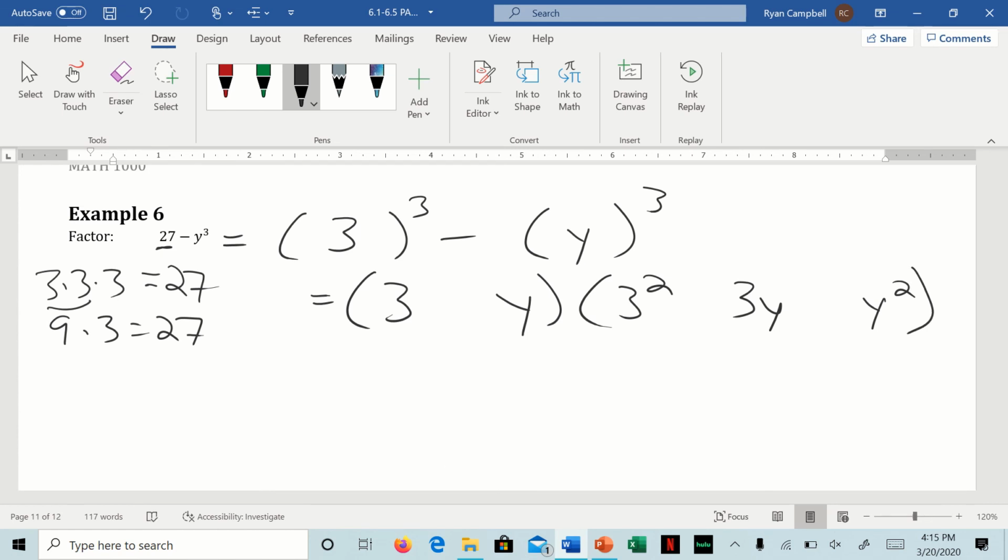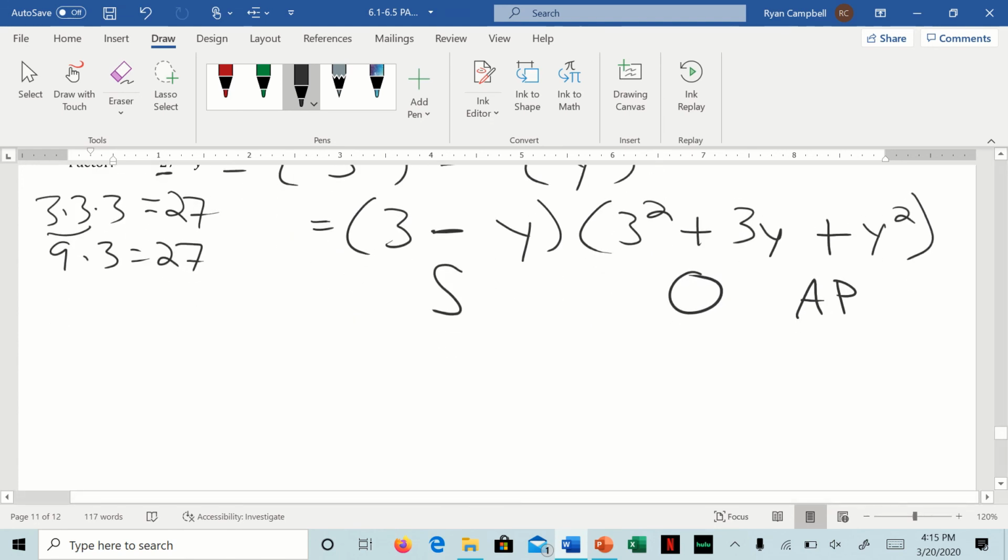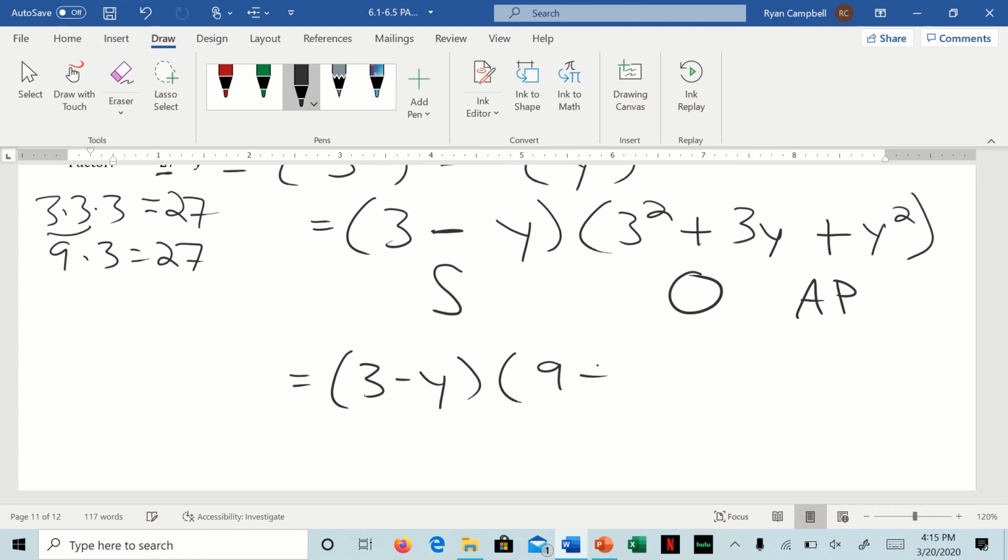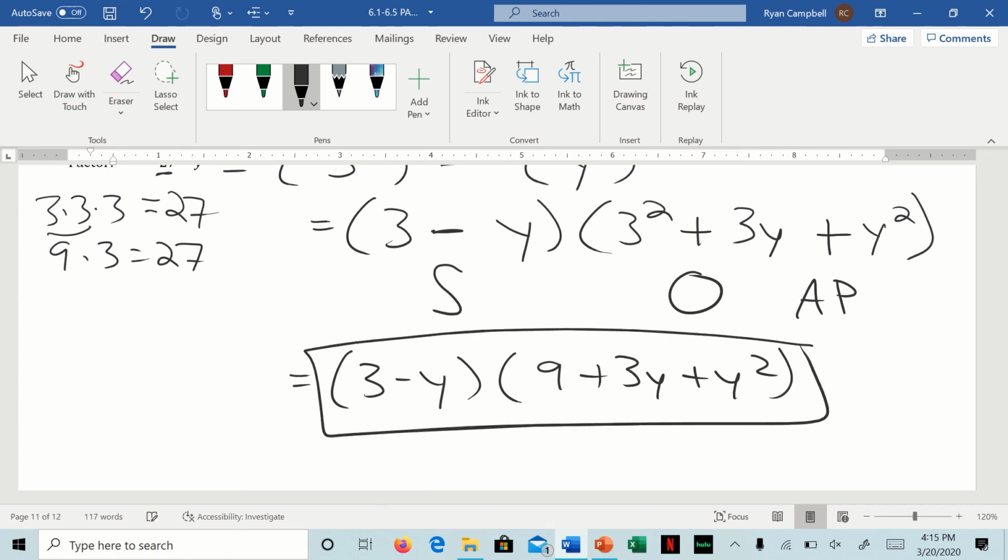All right, so remember SOAP. So the first term is same, so it's minus, opposite, plus, always positive, plus. So if we simplify it, we get 3 minus y times 9 plus 3y plus y squared. And that's it. You don't have to flip this around if you don't want to. You can leave it just like that. I'm totally cool with that. Last one, and then we're done. So quick video.